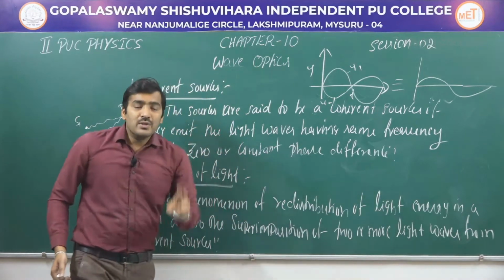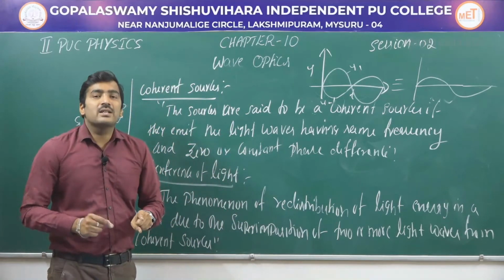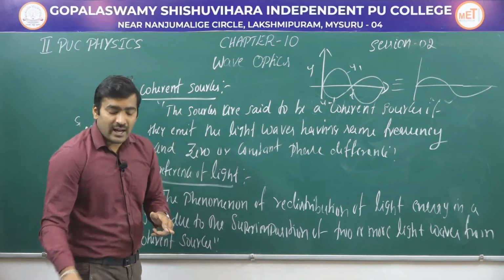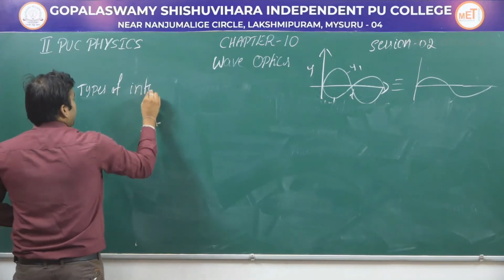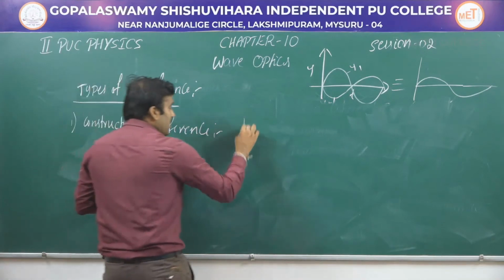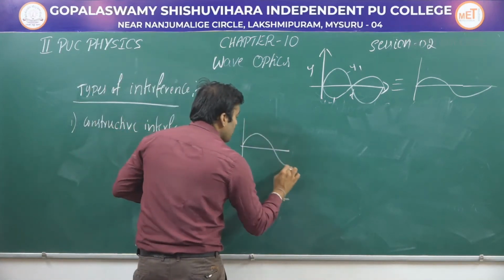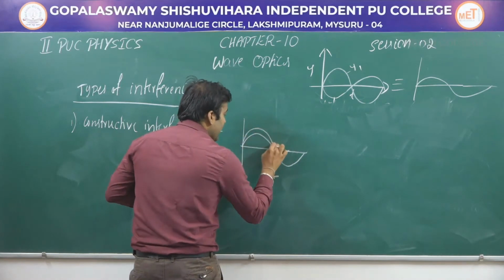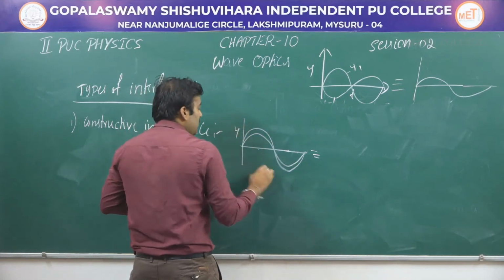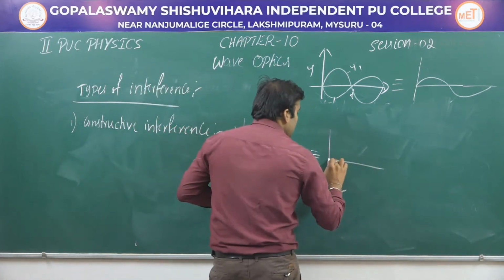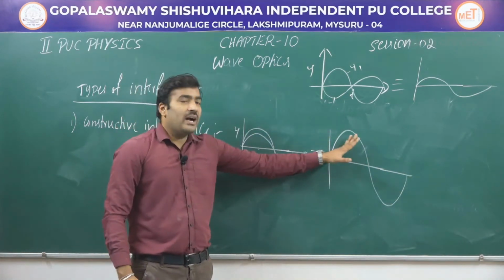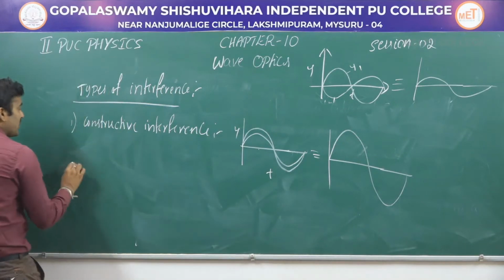So there are two types of interference. The first is constructive interference and the second is destructive interference. Let me write that: types of interference. As I explained, in constructive interference, how do the light waves interfere? The two waves are like this. Due to this superimposition, the resultant wave increases its amplitude, and hence the light intensity at this region will increase. So this is constructive interference.